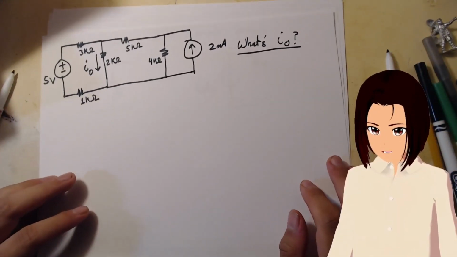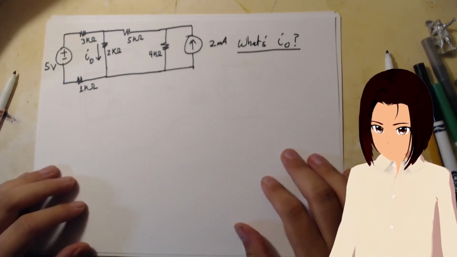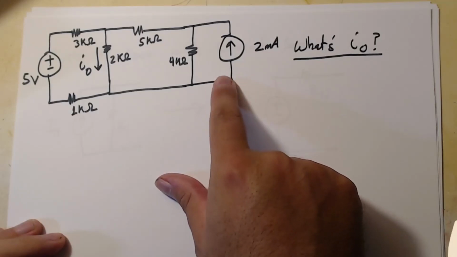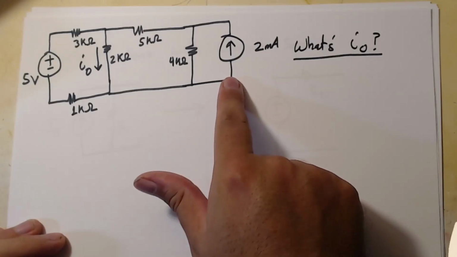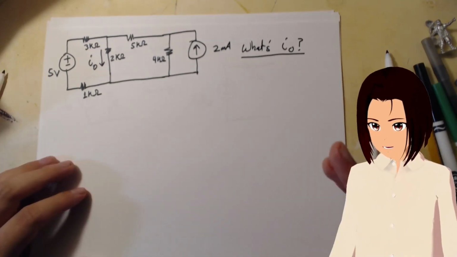Say that we have this kind of circuit right here. We want to find IO, but now we have a current source here, and this makes things a little bit more complicated. So what do we do to deal with that? Just do a source transformation. I'm going to redraw the circuit for you.